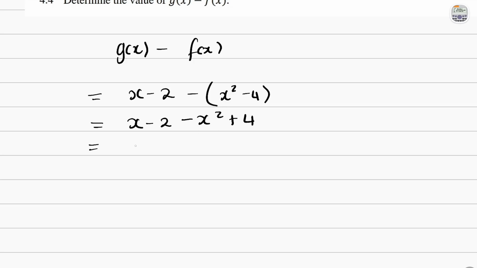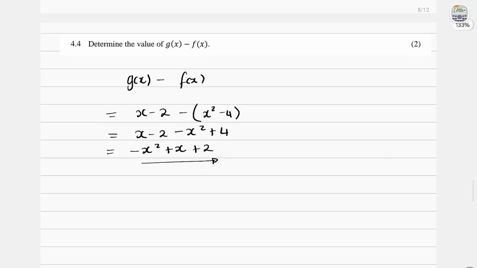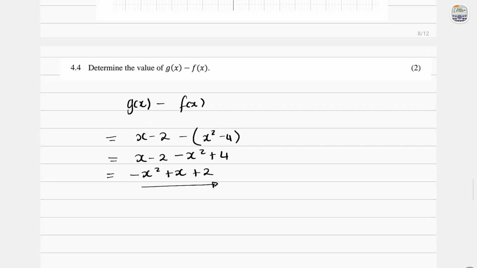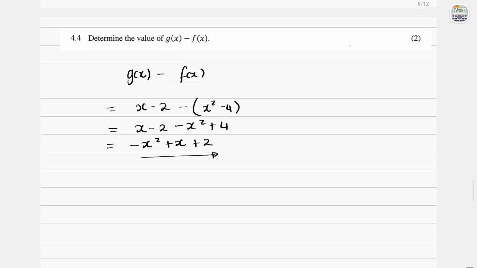And finally, the x squared can come first, that is negative x squared, and then positive x, negative 2 plus 4, or 4 minus 2, is positive 2. This would be g of x minus f of x, if they didn't tell us specifically at what x value they were referring to. Okay, so this is the value of g of x minus f of x. If they said, determine the value of g of x minus f of x where x is equal to, and then they give you a value, then you can actually find that. Okay, moving on to the next question.